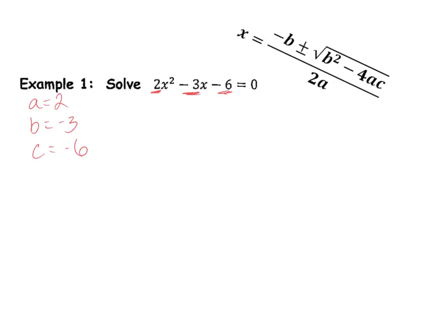So here we go. We're going to go really slow, and I always kind of hum it or sing it while I'm plugging in the numbers. Let's do blue. X equals negative, so negative 3, right? Plus or minus, because I'm going to end up getting two answers, a plus answer and then a minus answer. The square root of b squared, negative 3 squared, minus 4 times 2 times negative 6.